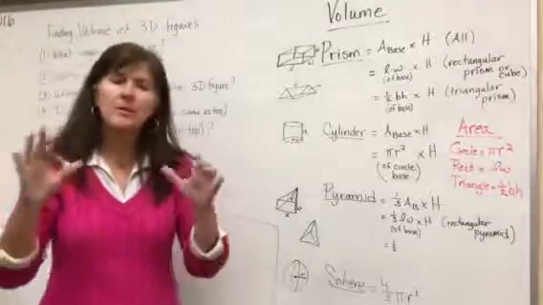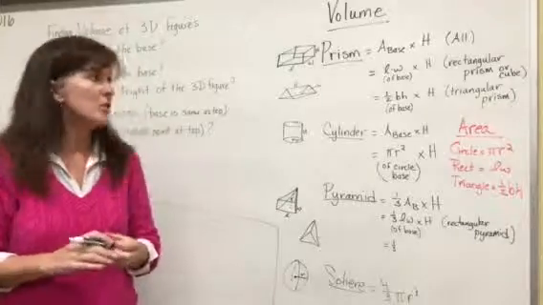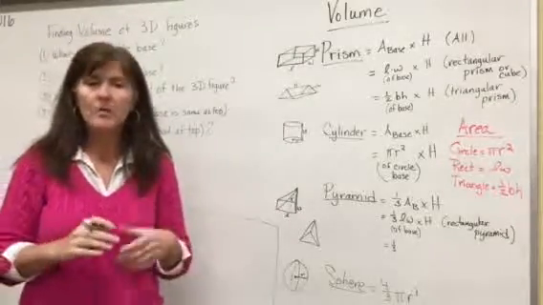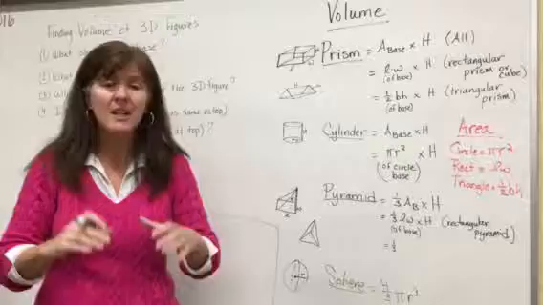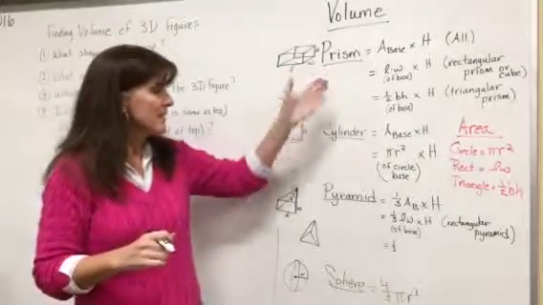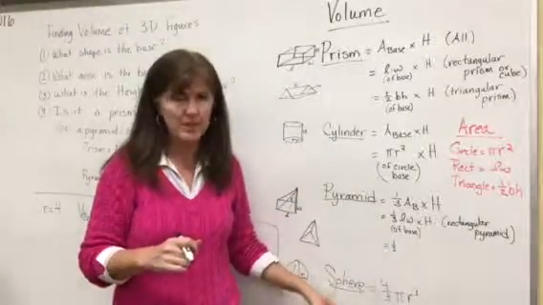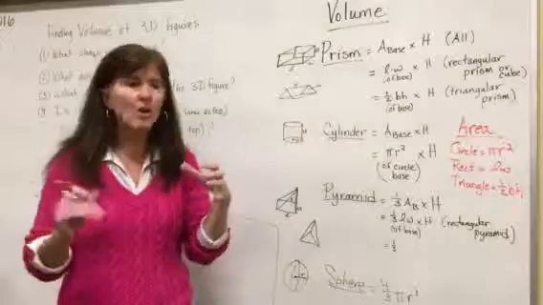Today we're going to do a little bit of review for chapter 6 in addition to moving on to chapter 6.4. We've been talking about volume this whole time of three-dimensional figures. Remember, we talked about prisms, cylinders, and pyramids, and now we're going to talk about spheres. But let's do a quick review of volume.